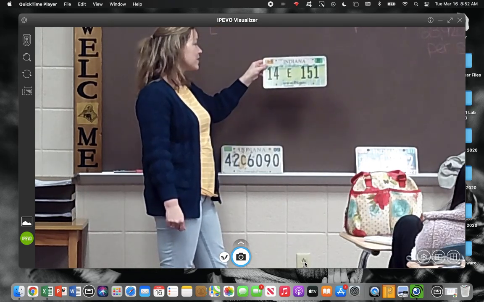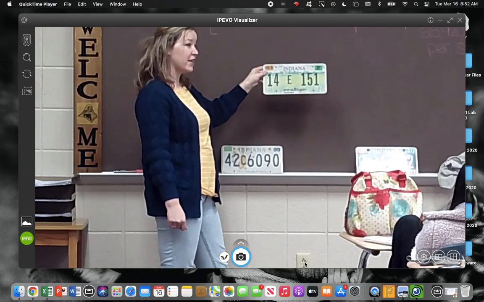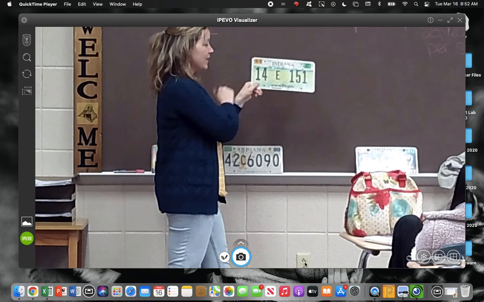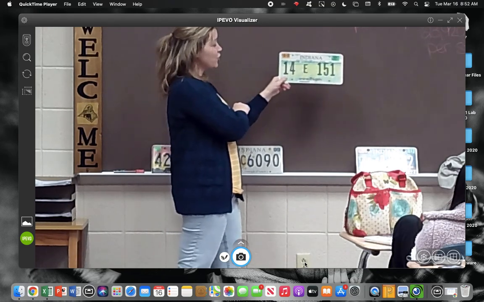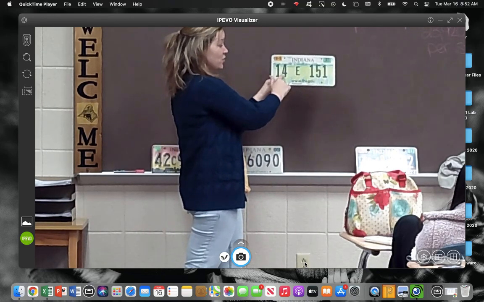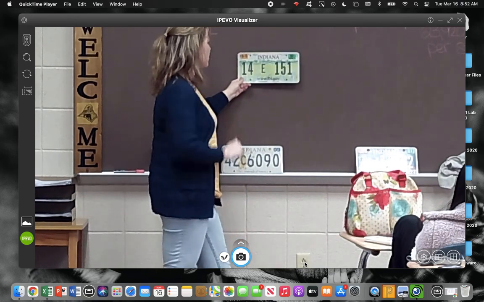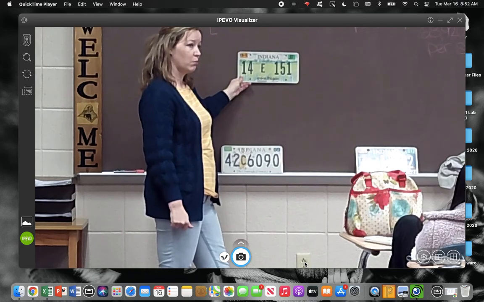And on this one, this had nothing to do with the county. This was the first time that they did this. So whenever they changed it to this style, these digits were unique and this letter was unique. So do you think that gave us more possibilities or less?